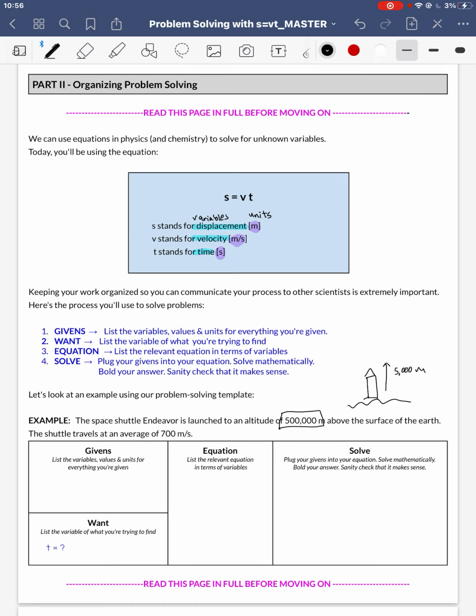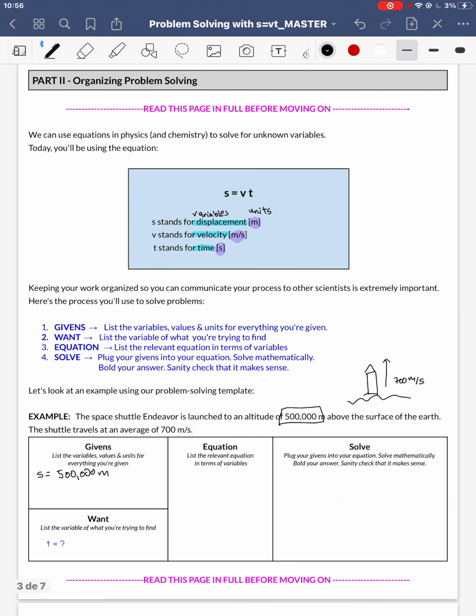So I have a space shuttle going to 5,000 meters above the Earth. It's traveling at 700 meters per second. All right, so if I look at my three variables, I have displacement is 500,000 meters. And sorry if I just said 5,000 there. I did. Let me fix that. This should be 500,000. Make sure you are paying close attention to the magnitude of your measurements. 500,000, not 5,000.